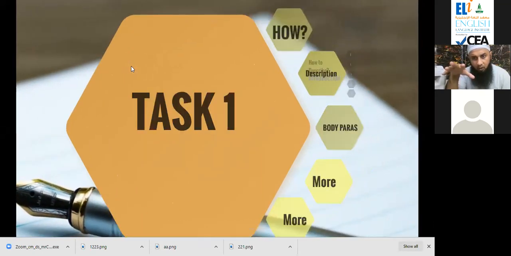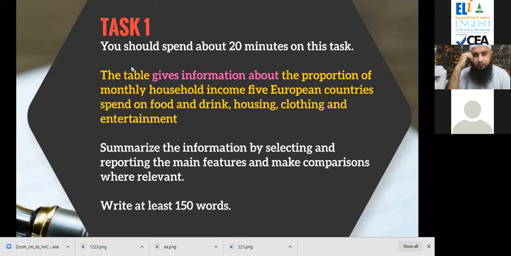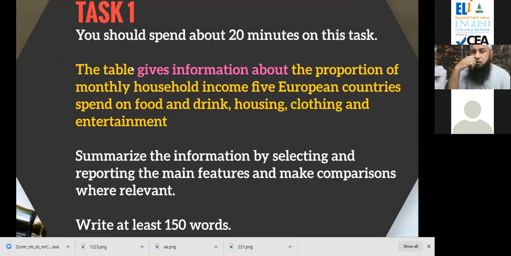Now, how you can describe the introduction. For example, they ask you to spend about 20 minutes on each task. So the table gives information about the portion of monthly household income that 5 European countries spent on food and drink, housing, clothing, and entertainment. 5 countries and 4 things to spend on.